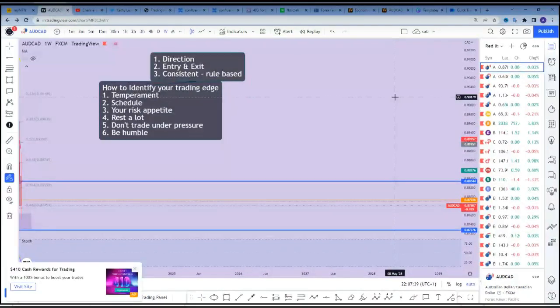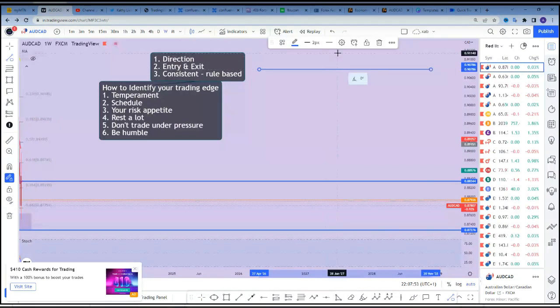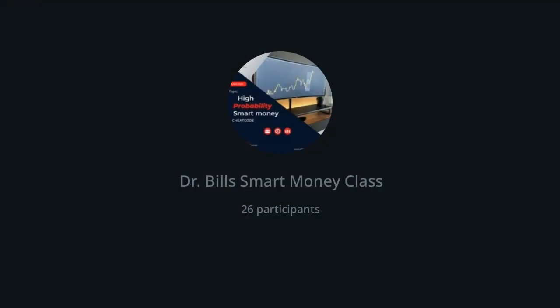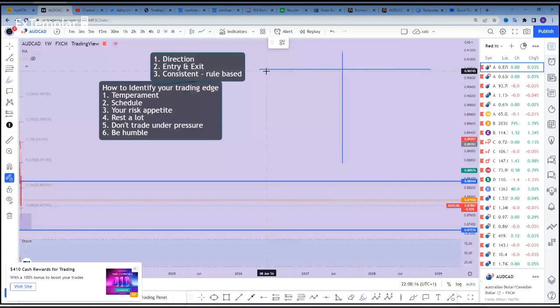I'm starting with smart money concepts because this is Dr. Bill's smart money class. And I know that a lot of people on this call, at one point or the other, must have heard about smart money. So when it comes to smart money concepts, how do we figure out the overall direction? The answer for that is market structure. We know the overall market direction using market structure. So let me write that here. Market structure.